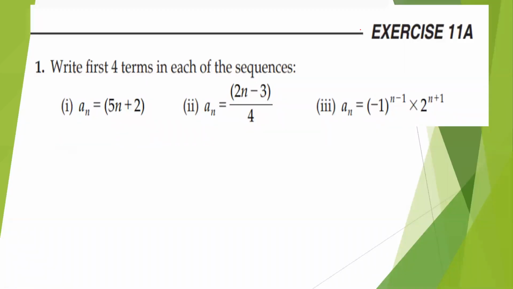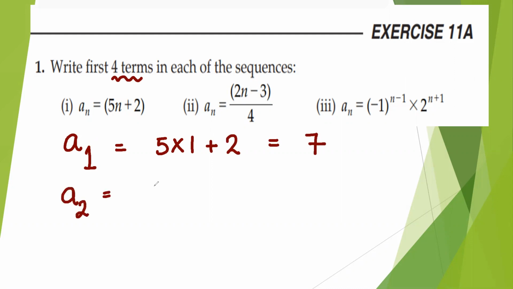So now we are here to learn some specific questions which are very common in every syllabus like IB, GCSE, IGCSE, CBSE. Let's see some of the questions. It says a_n equals 5n plus 2 and we have to find the first 4 terms of the sequence. So first we put n equal to 1. So 5 into 1 plus 2 gives you 7. Similarly a_2 is 5 into 2 plus 2, that gives you 12.